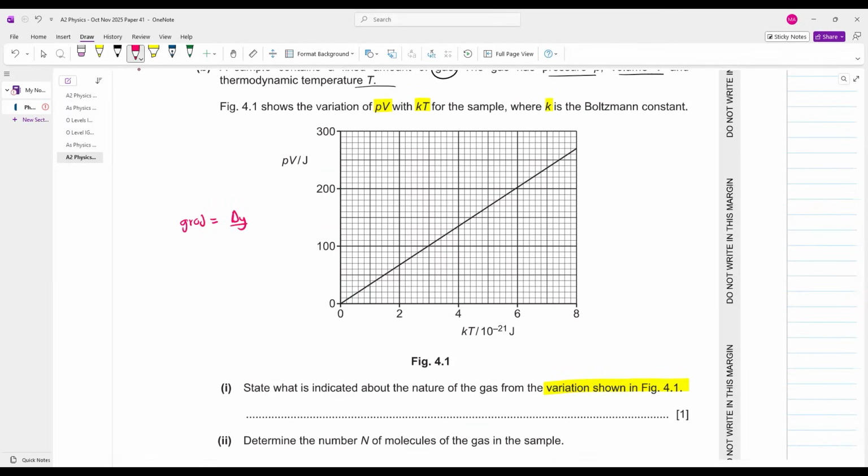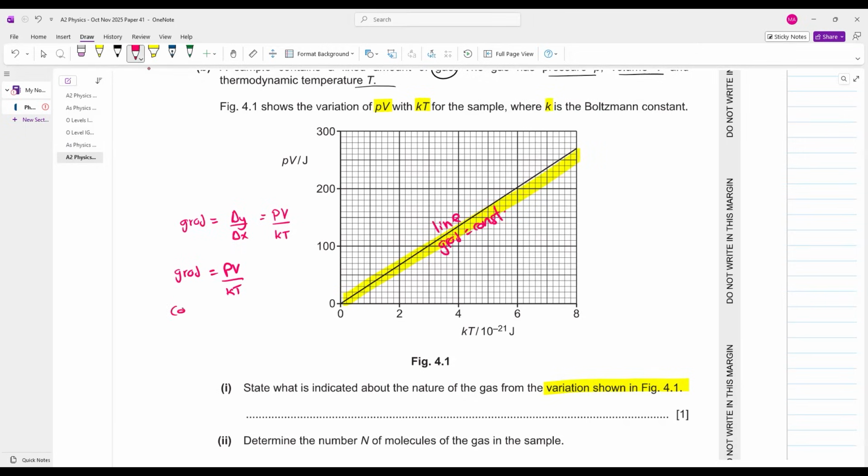Change in y over change in x. Beta, what will the gradient of this graph be equal to? Change in y over change in x. PV over kT. Can you realize that the gradient of this graph is equal to PV over kT? Since this graph is a line, क्योंकि ये ग्राफ एक लाइन है, that means what? The gradient of this graph is constant.